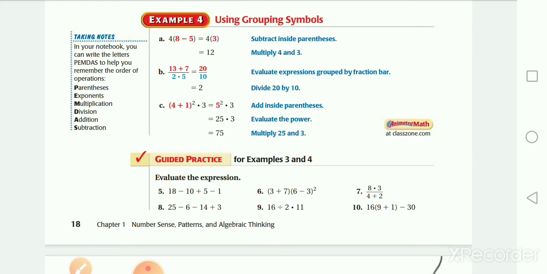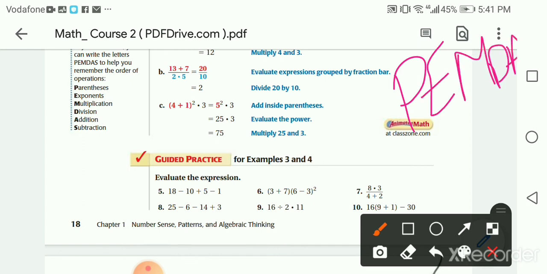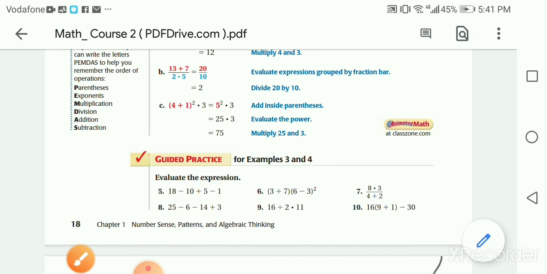4 times bracket 8 minus 5 bracket equals. What should I do? Do you remember? Don't forget ever PEMDAS. PEMDAS. It will help you very much. PEMDAS. Okay. So when I say PEMDAS, I start with the parentheses. So look here, it's written here PEMDAS. Okay.